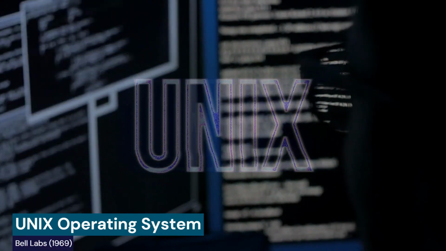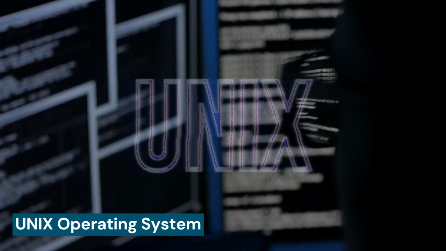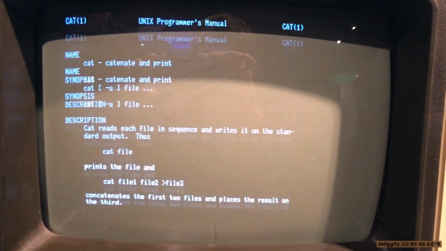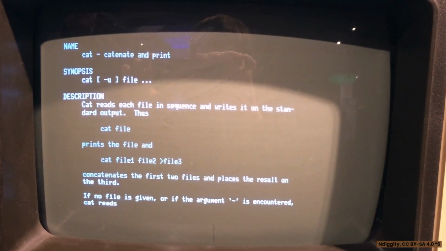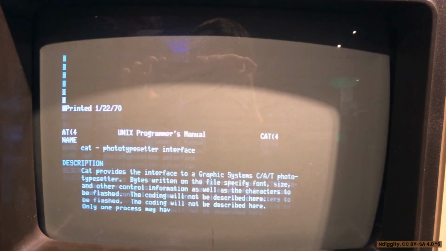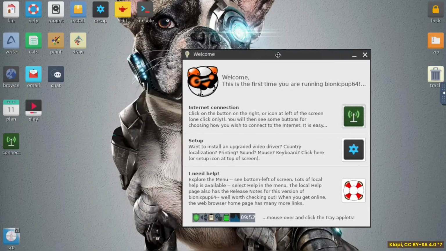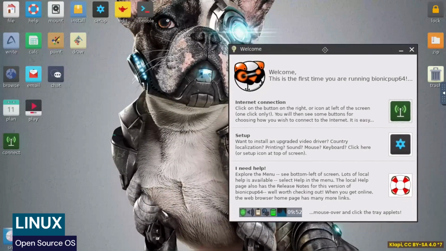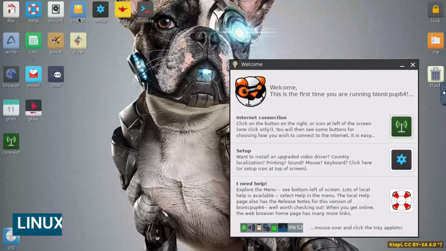In 1969, the Unix operating system was developed at Bell Labs. Unix became widespread in universities and companies due to its portability across different platforms. This modular approach made it a forerunner to the open-source movement that would emerge later, with Linux and other software.